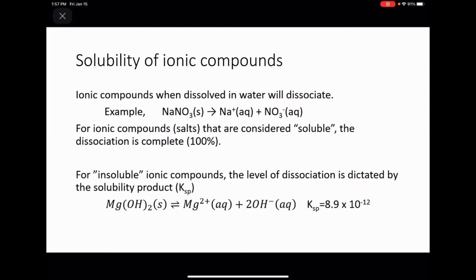So we write the same reaction. For magnesium hydroxide, for example, which is an insoluble salt or ionic compound, we have our solid. Now we have an equilibrium because it's not 100%. And then we have our cation and our anions. In this case, the KSP, if you look it up, is 8.9 times 10 to the minus 12. That's a very small equilibrium constant, which means it's favoring the reactants. In other words, mostly this will stay as solid. There's very little magnesium and hydroxide produced.